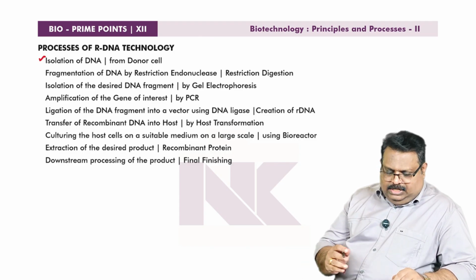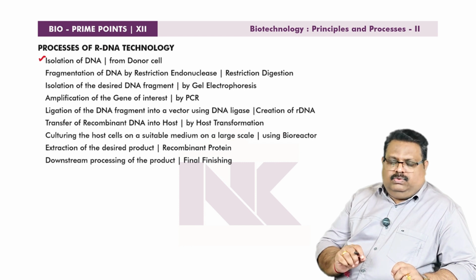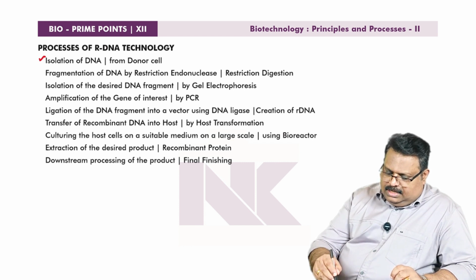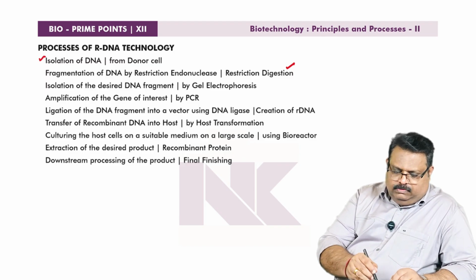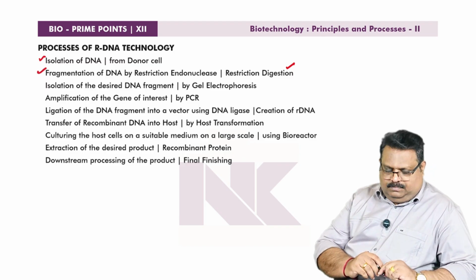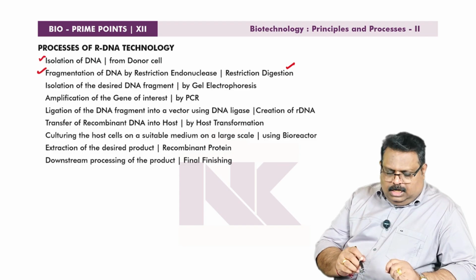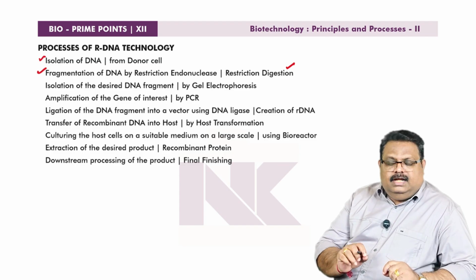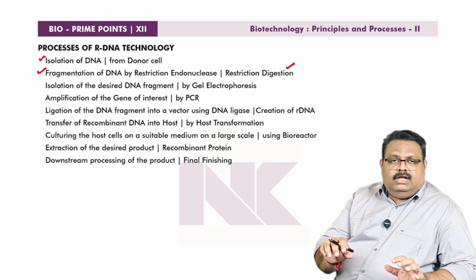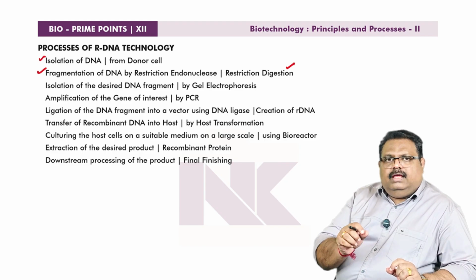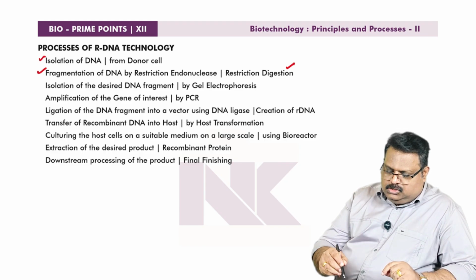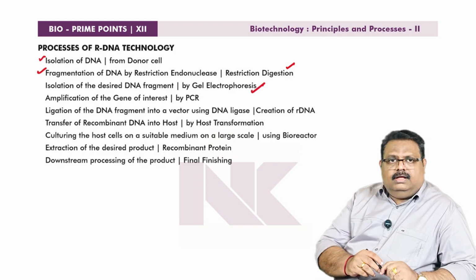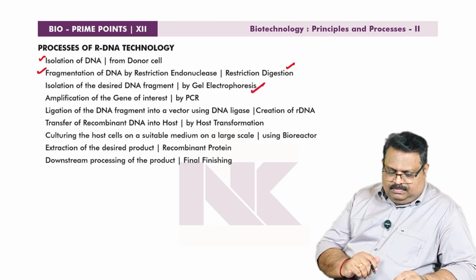Then, after isolation, the DNA is broken by using restriction endonuclease. That process is called restriction digestion. That is the fragmentation of DNA by using restriction endonuclease. Then, the third point is the isolation of desired DNA fragments. From that isolated DNA, we require only a particular fragment. So that isolation of that desired DNA fragment is possible by a mechanism. That mechanism is called gel electrophoresis.